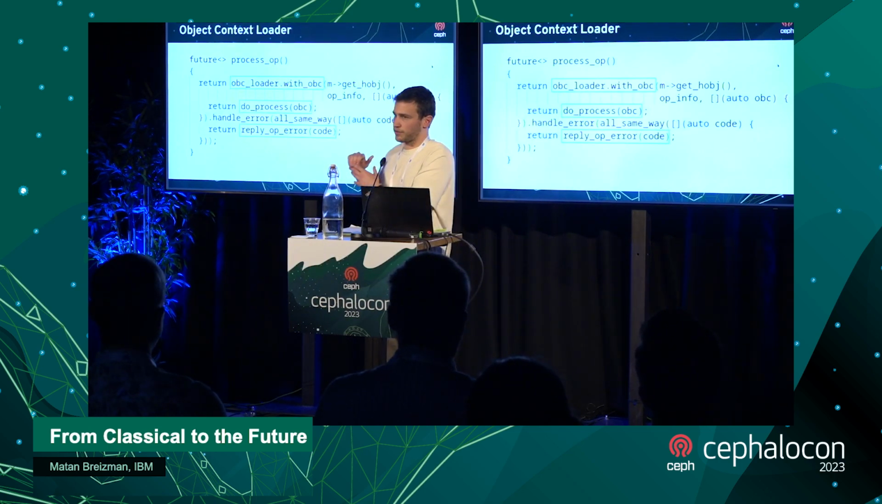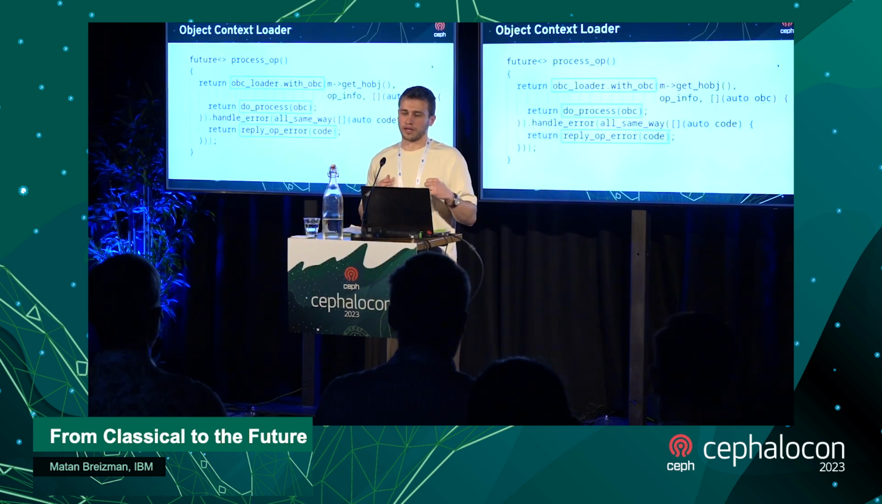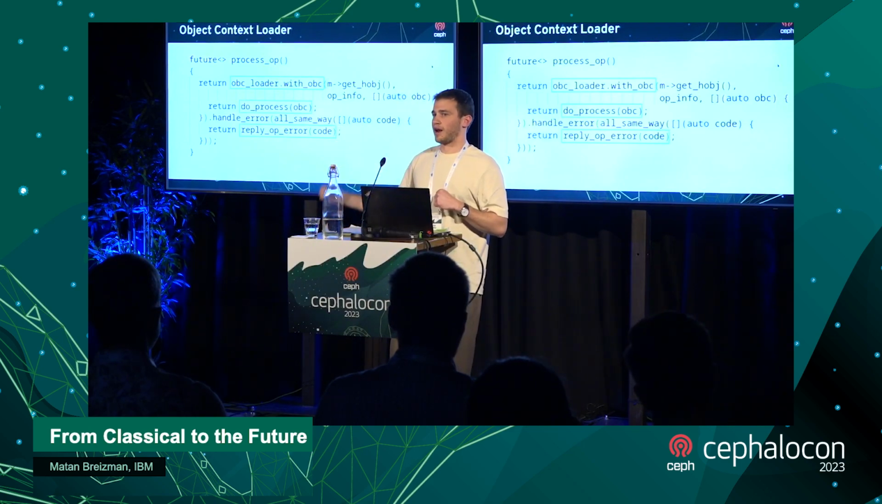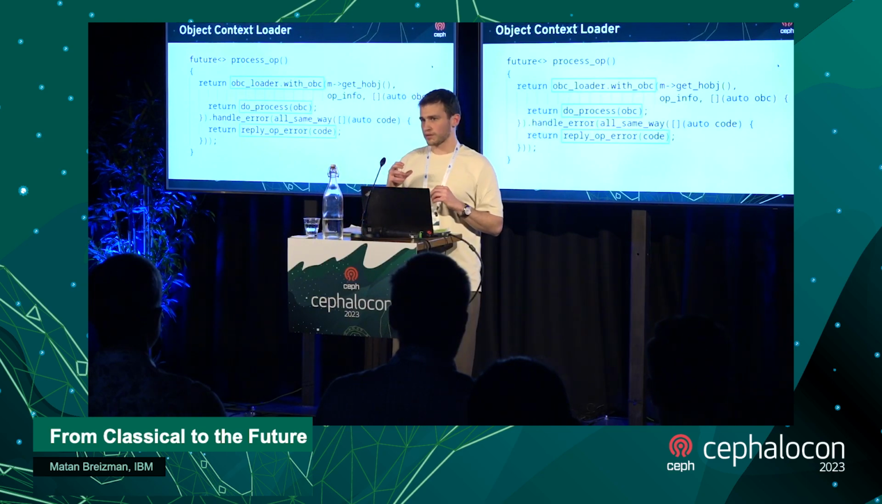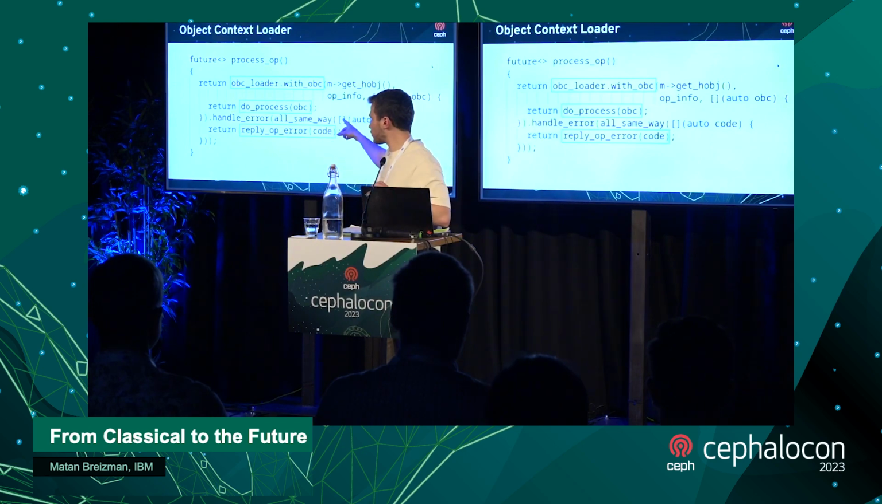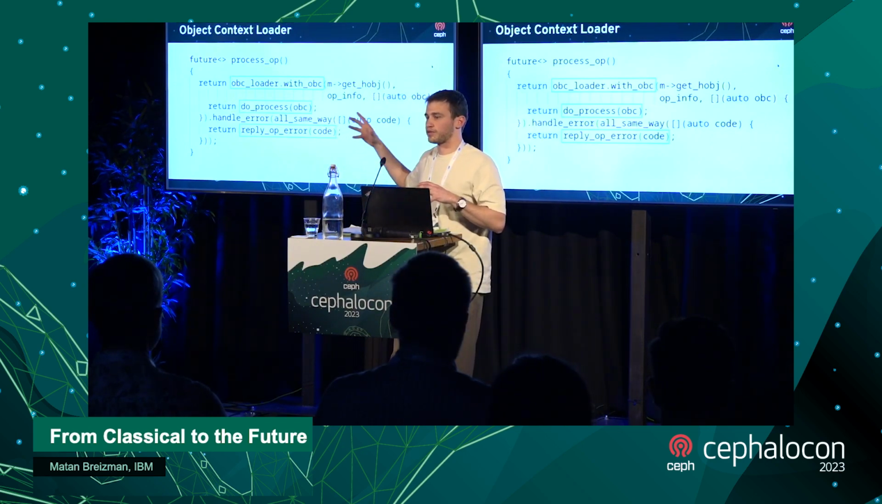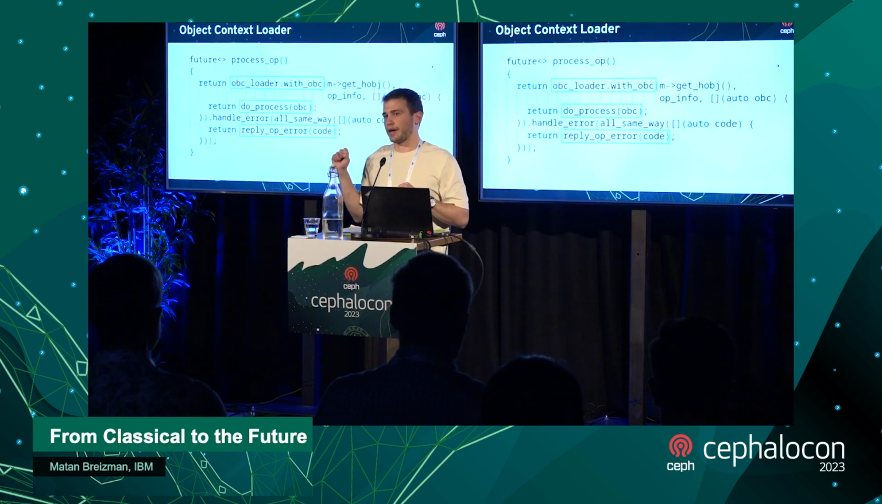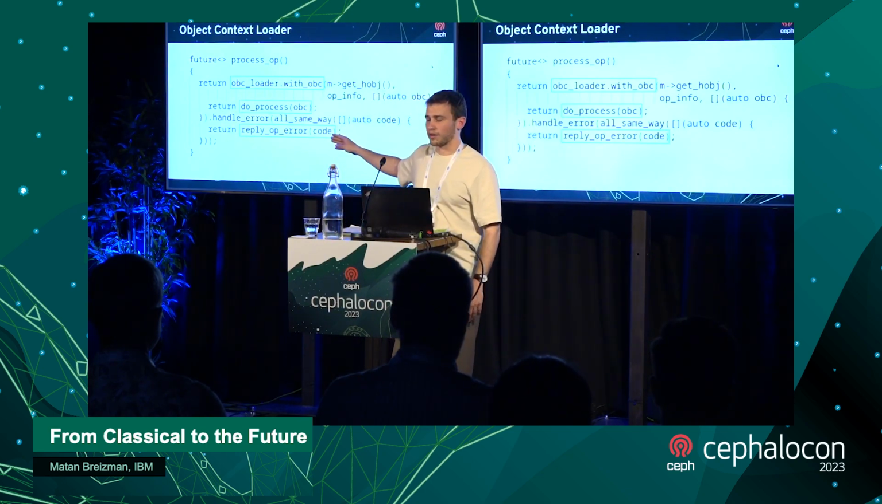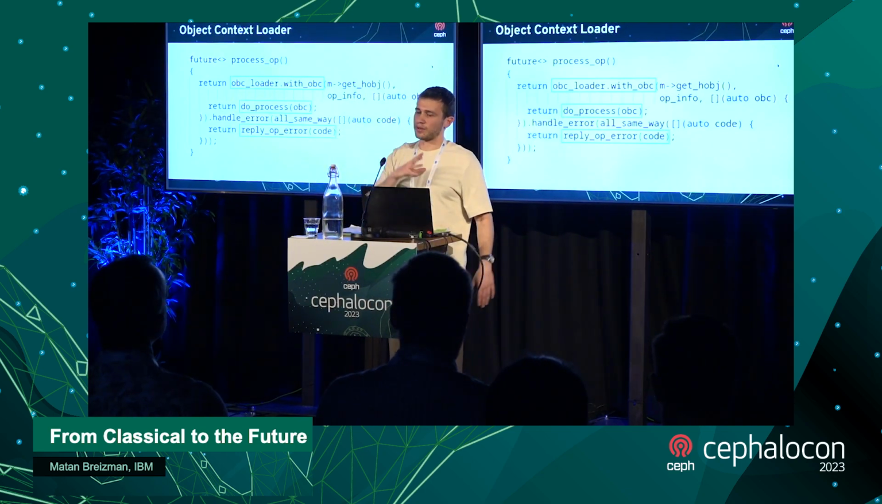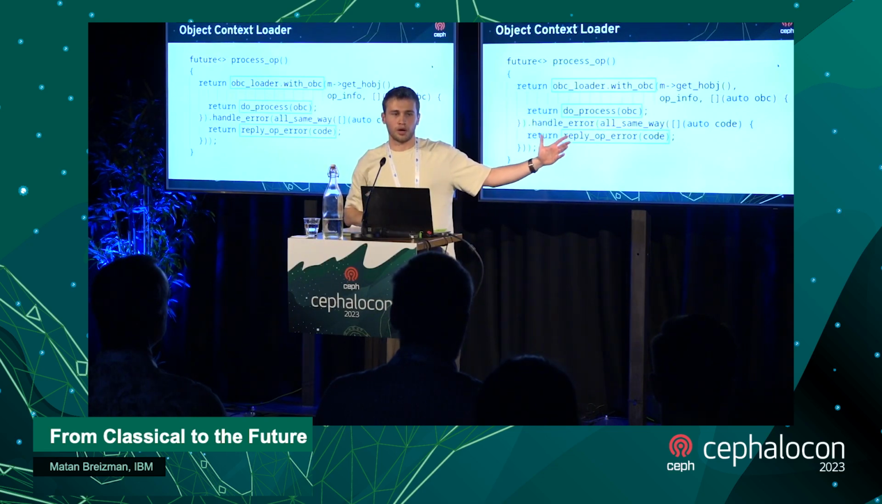And we have 3 boxes. The first one is we have the object context loader component in Crimson that has a method named with OBC that allows us to load object context, same as we did in Classic. And once we load it, we will use it with the do process function with this loaded object context. And if we had any errors while trying to load the object context, we reply with an error back to the client, same error code that we would do in Classic.